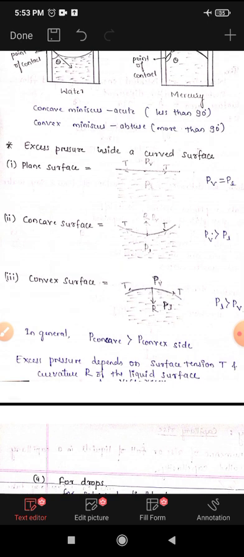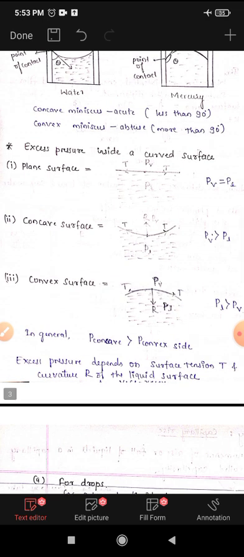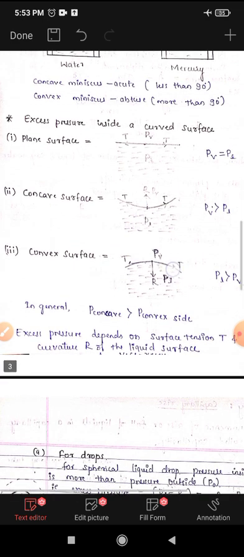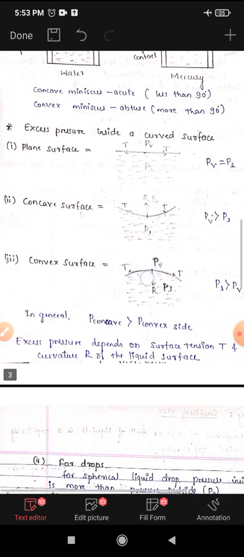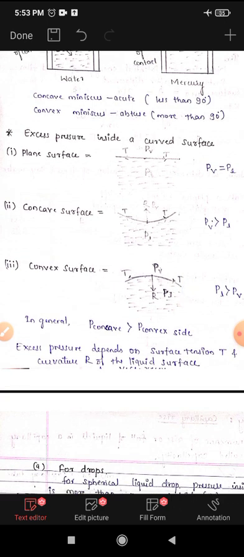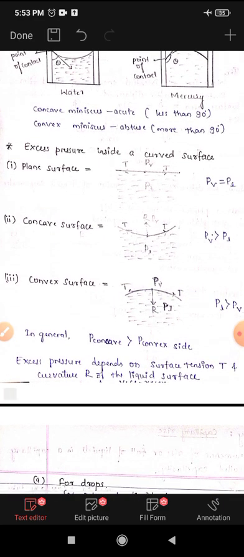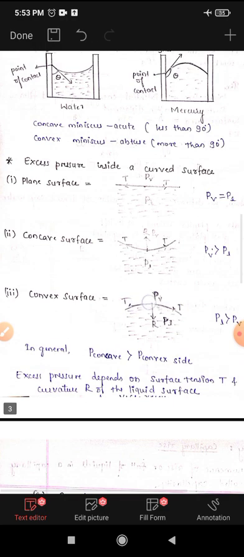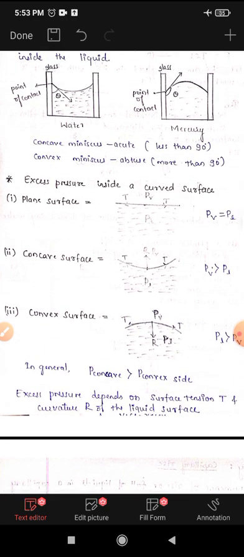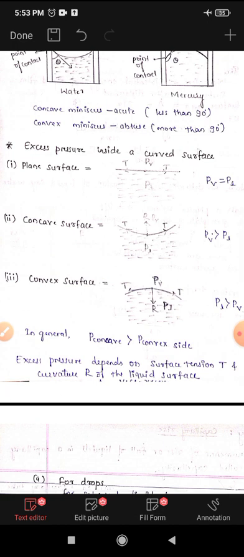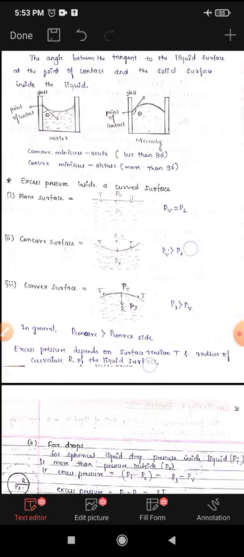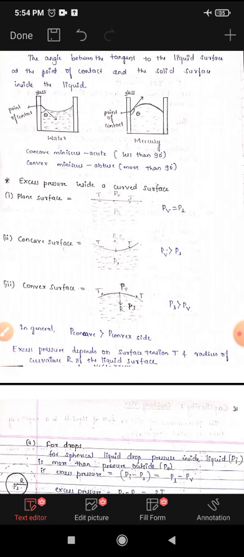If we see it, we can say this is a convex surface. By seeing it like this, if we turn it and see, we can say this is a concave downward. So this concave downward is also having the pressure greater at the concave side. So in general we can say the pressure at a concave side is greater than the pressure at a convex side.